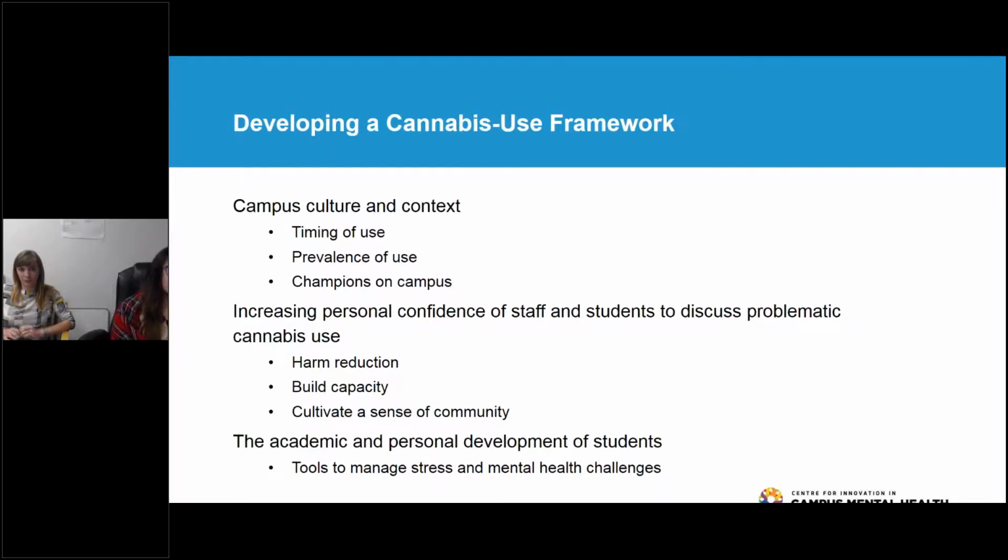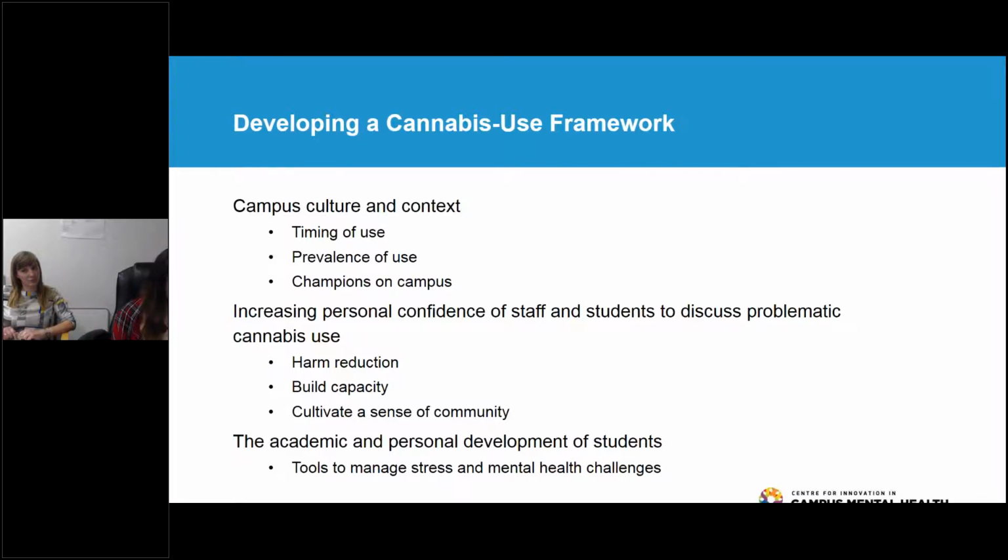Right, so the actual development of the framework. Things to consider are your campus culture and context. So things like timing of use. There is mounting evidence that specific events are associated with higher rates of student drinking and cannabis use, such as Orientation Week, Halloween, Homecoming, St. Patrick's Day. So these are times during your academic calendar that you might want to ramp up education surrounding cannabis use. Prevalence of use. Different campuses and different student populations are going to have different rates of use. Once again, consider using that survey to determine where your campus is at.